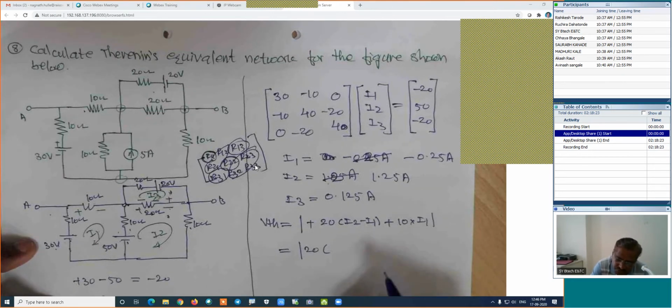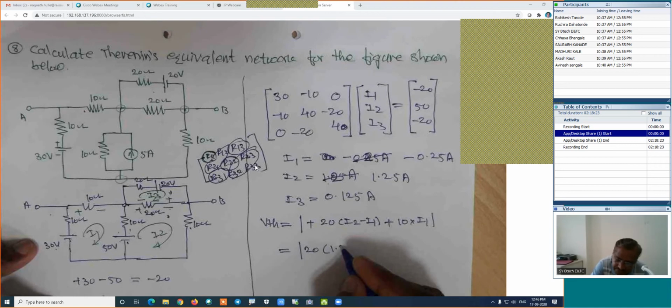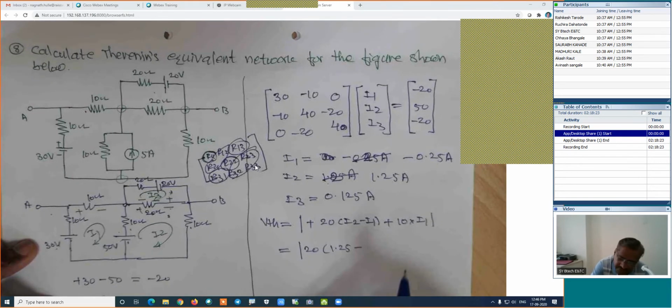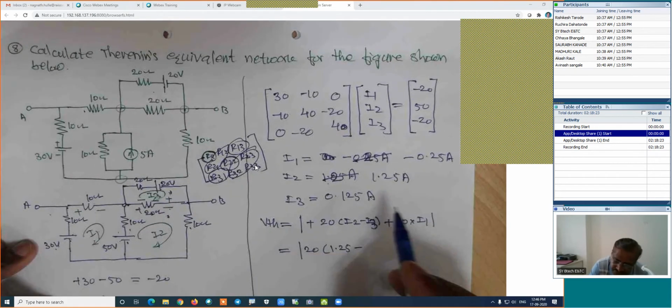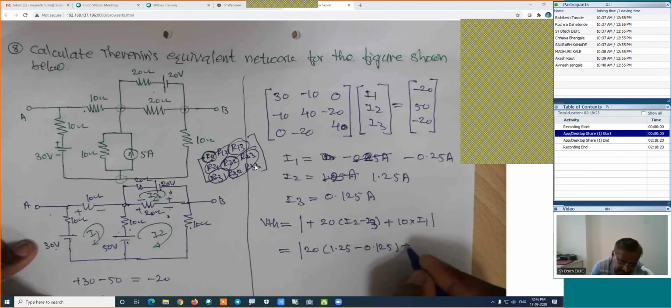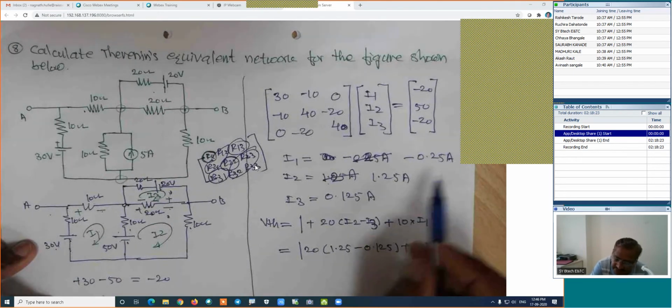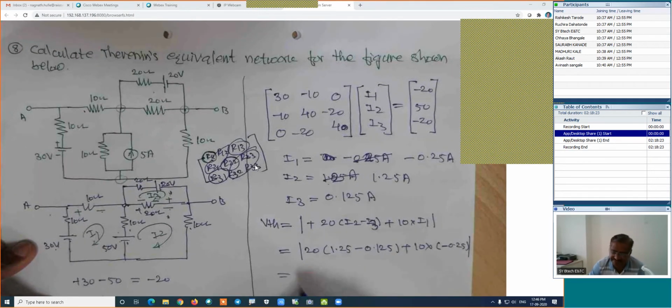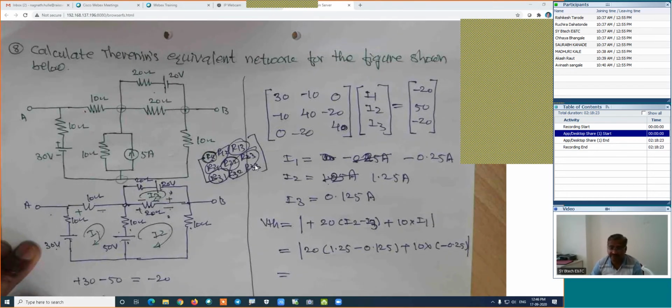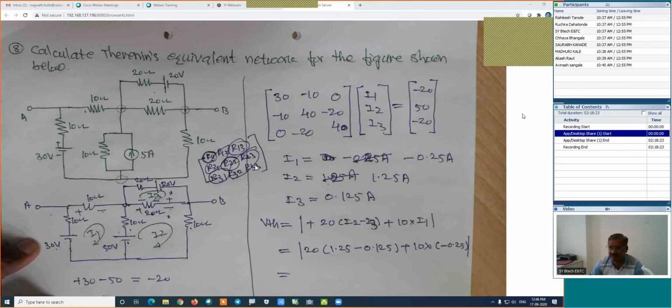How much is I2? I2 is 1.25 minus, sorry, not I1, this is I3, because the current in this branch is I2 minus I3. 1.25 minus 0.125. This is right, plus 10 into I1, negative to positive, plus 10 into I1, and I1 is this value, which is minus 0.25. This is the VTH. Find out this value. How much is the value?